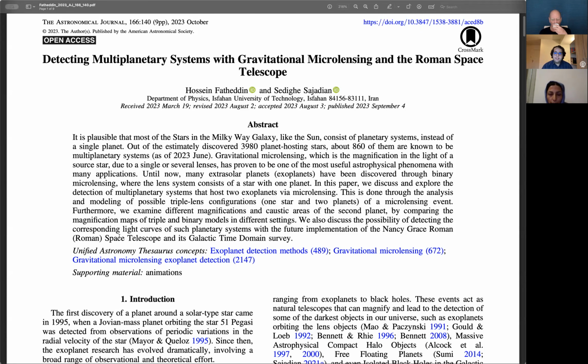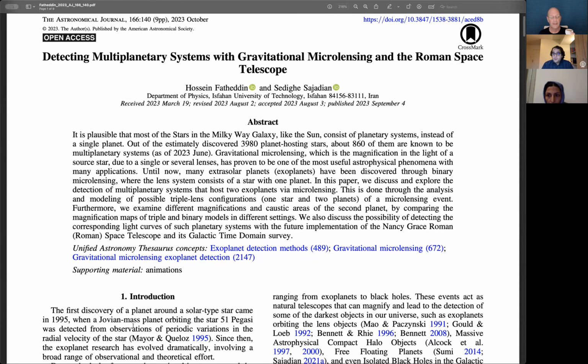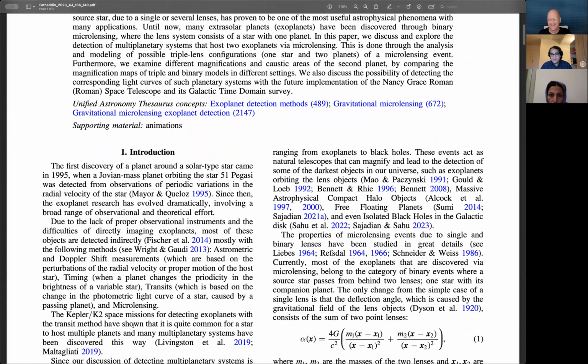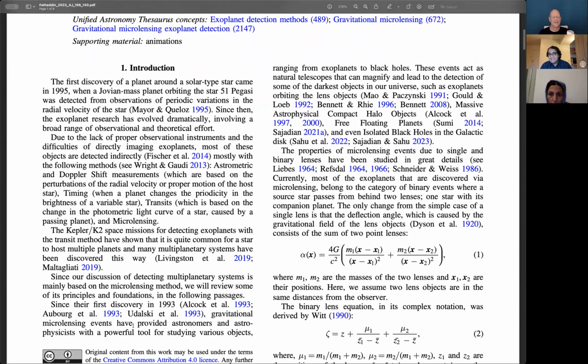The main idea behind our paper is: what are the prospects of detecting multiplanetary systems with gravitational microlensing and the future implementation of the Roman Space Telescope? So we mainly focus on detecting multiplanetary systems with gravitational microlensing instead of the transit photometry or radial velocity methods that have already been used to find such systems. We know from our experience, our solar system contains 8 planets. So it should be very rare for another star to have only a single exoplanet.